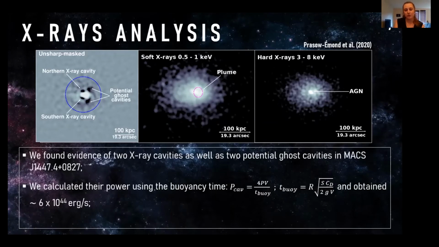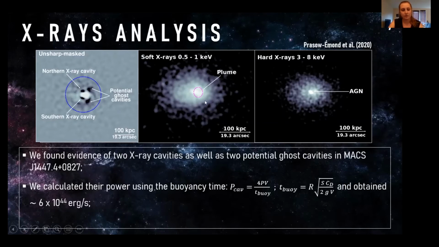Since we want to see whether there is enough power, enough energy, to preheat the intracluster medium, we calculated the power of the cavities using the buoyancy time, and we obtained about 6 times 10^44 erg per second. We'll come back to these facts in the next slide.